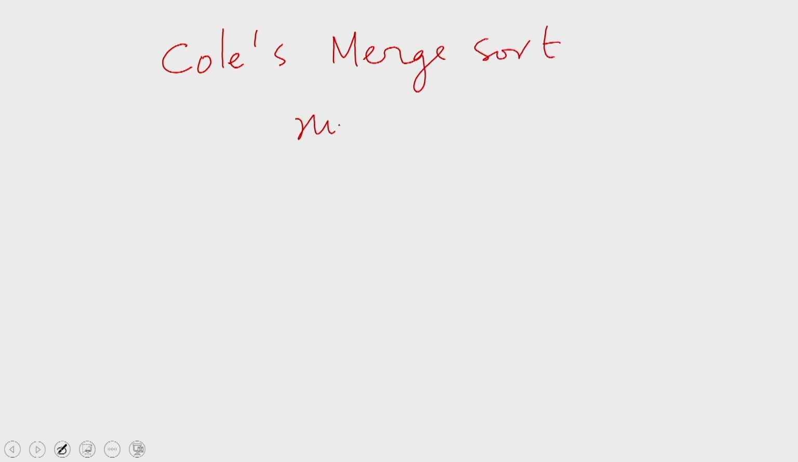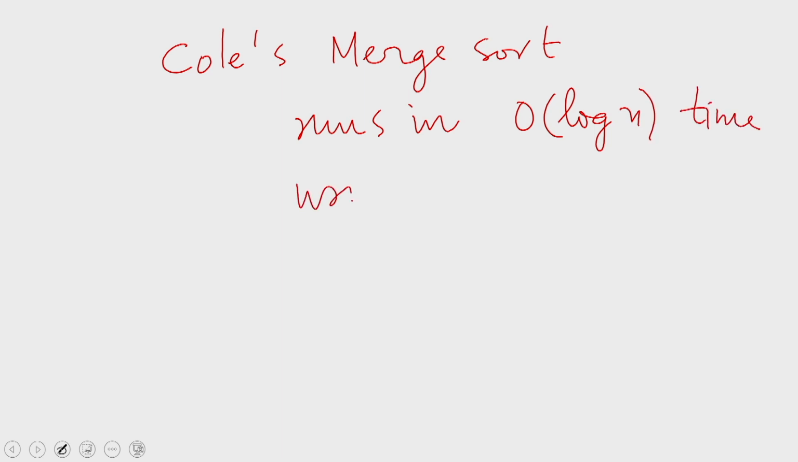So, this establishes that Cole's merge sort on inputs of size n runs in order log n time using n processors, so that the cost of the algorithm is order of n log n.